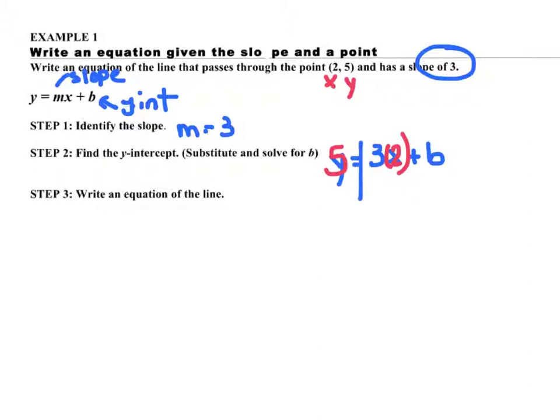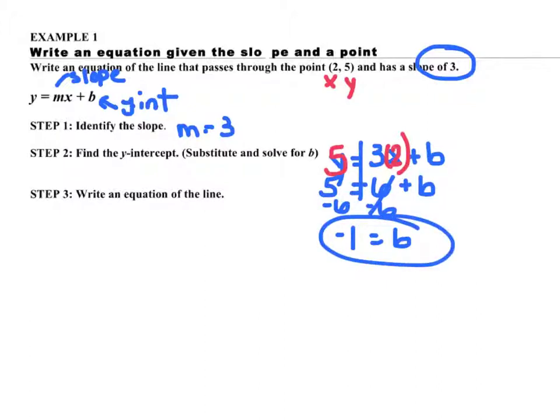So 3 times 2 is 6, plus b is equal to 5. I'm going to subtract 6 on both sides. I'm going to have a negative 1 is equal to b. So now I know what my y-intercept is. My y-intercept is my b. So my y-intercept is equal to negative 1.